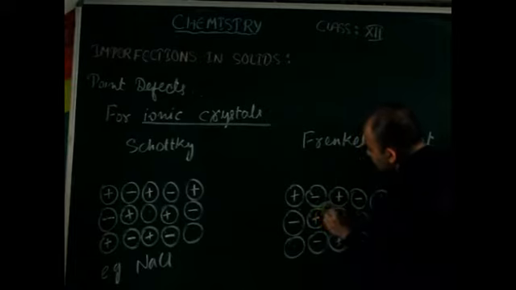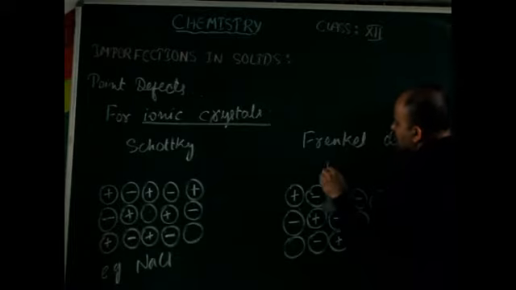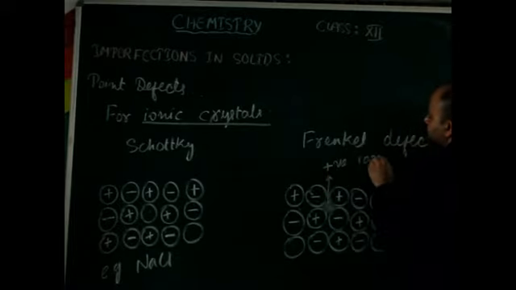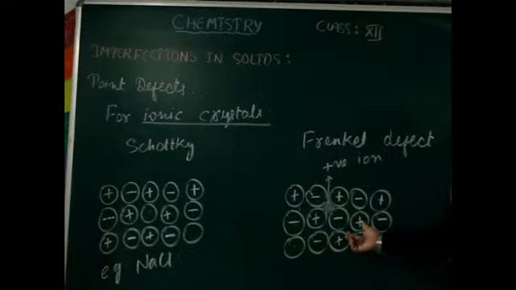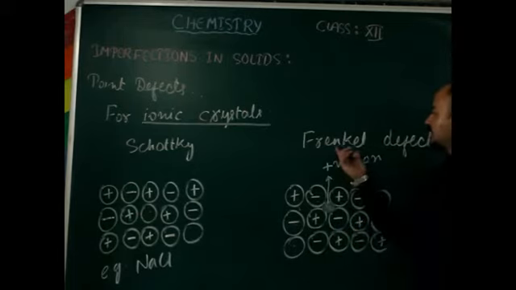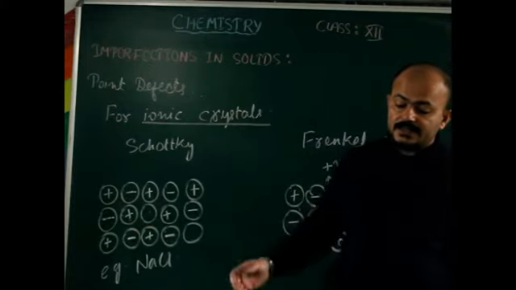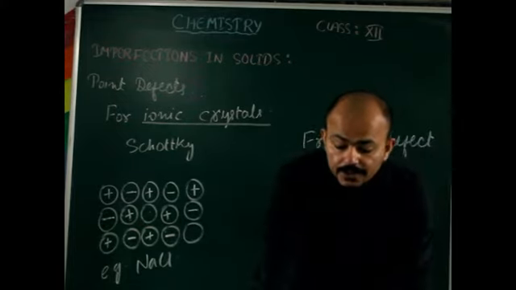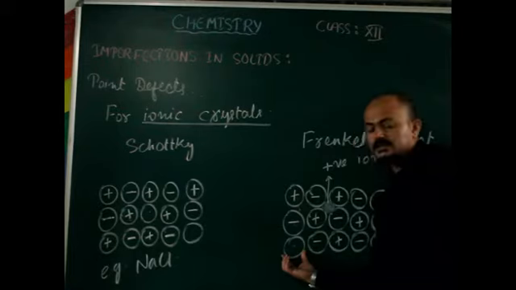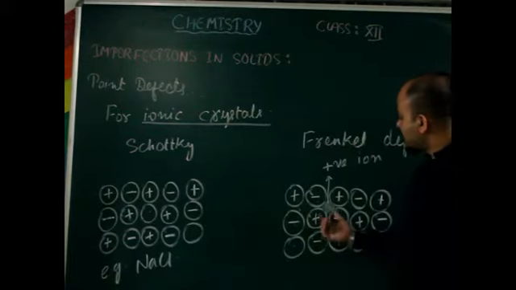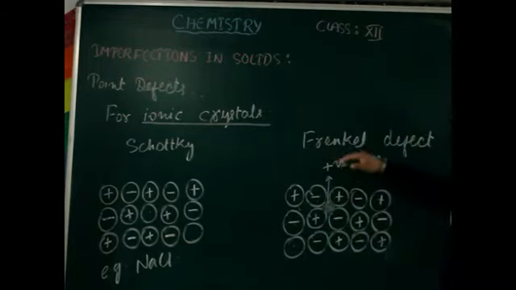Now this site is occupied by what? This positive cation. Whenever you have such a defect, this is known as what? This is known as Frenkel defect. So let me tell you the definition. This defect, Frenkel defect, arises in a crystal due to the presence of a hole in the cationic lattice site. This is the cationic lattice site. The cation is not present here. Instead, the cation occupies the interstitial position. So when such a defect is there, it is known as Frenkel defect.